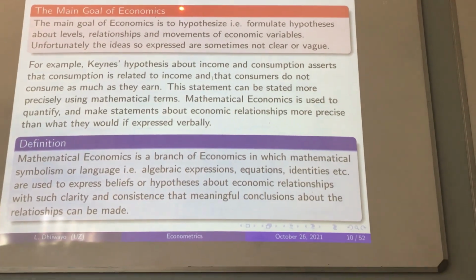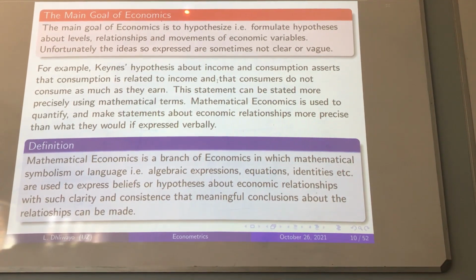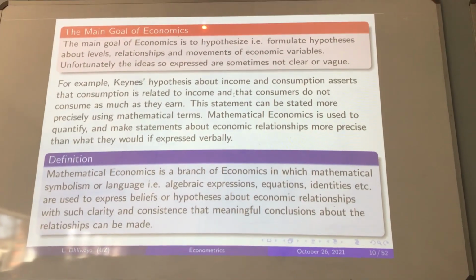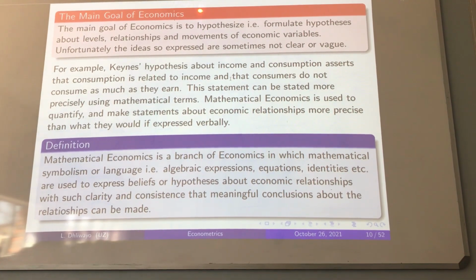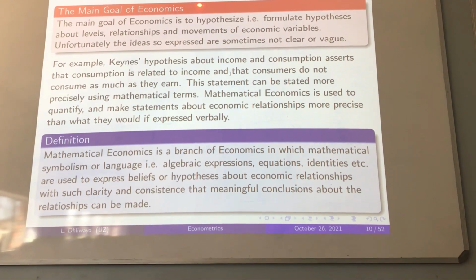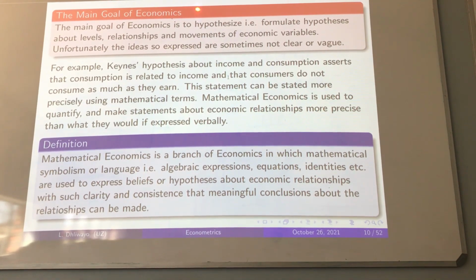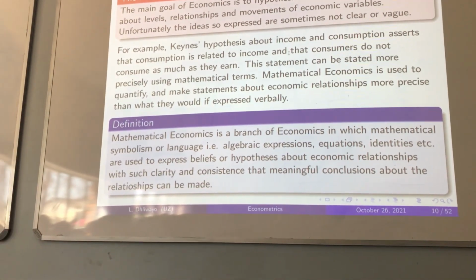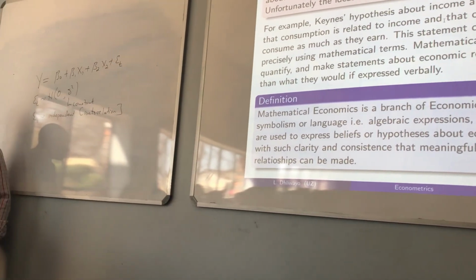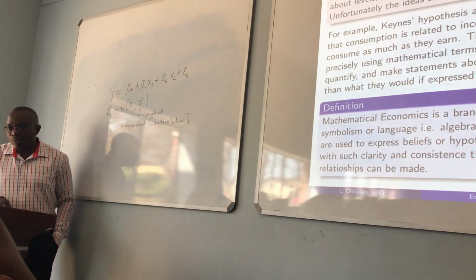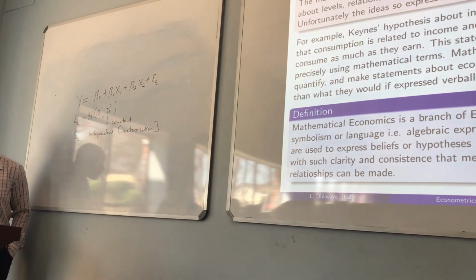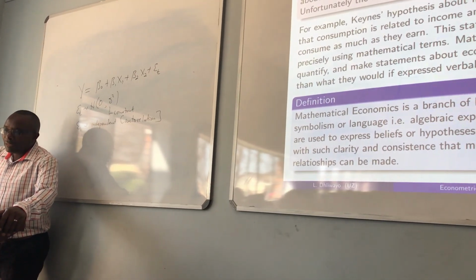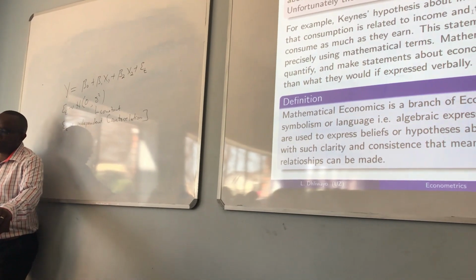For example, Keynes' hypothesis about income and expenditure. I said that consumption is related to what? Income. And that consumers do not consume as much as they earn. Do they consume more or do they consume less? This statement can be stated more precisely using mathematical statistics. Mathematical economics is used to quantify and make statements about economic relationships more precisely than they would be if expressed verbally.